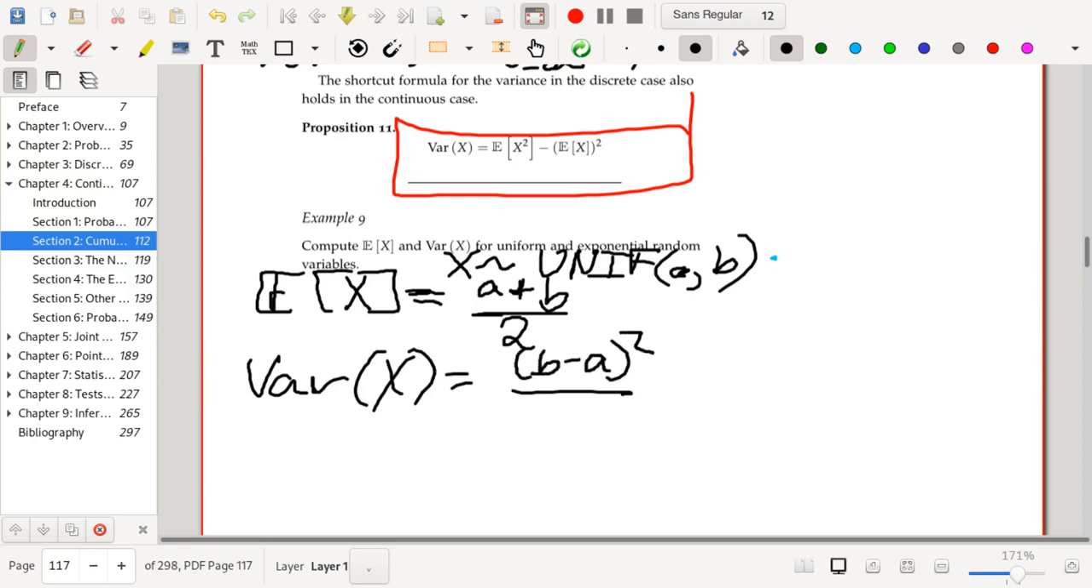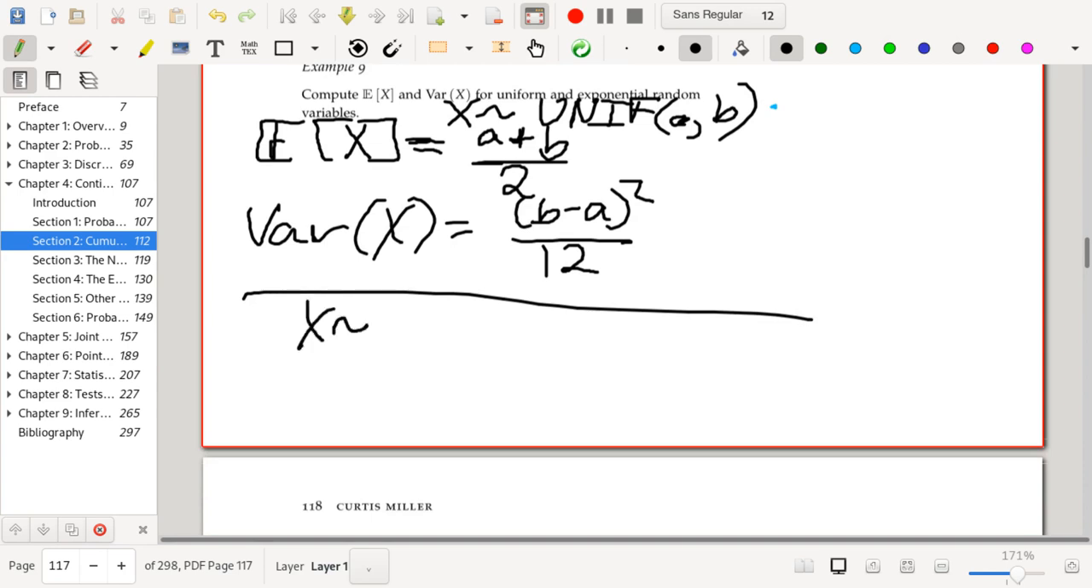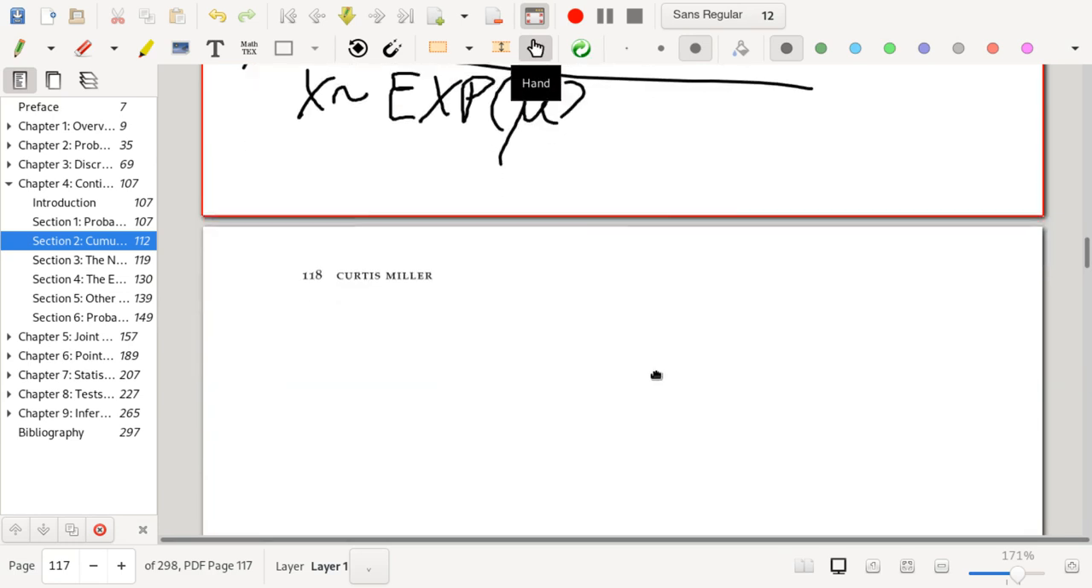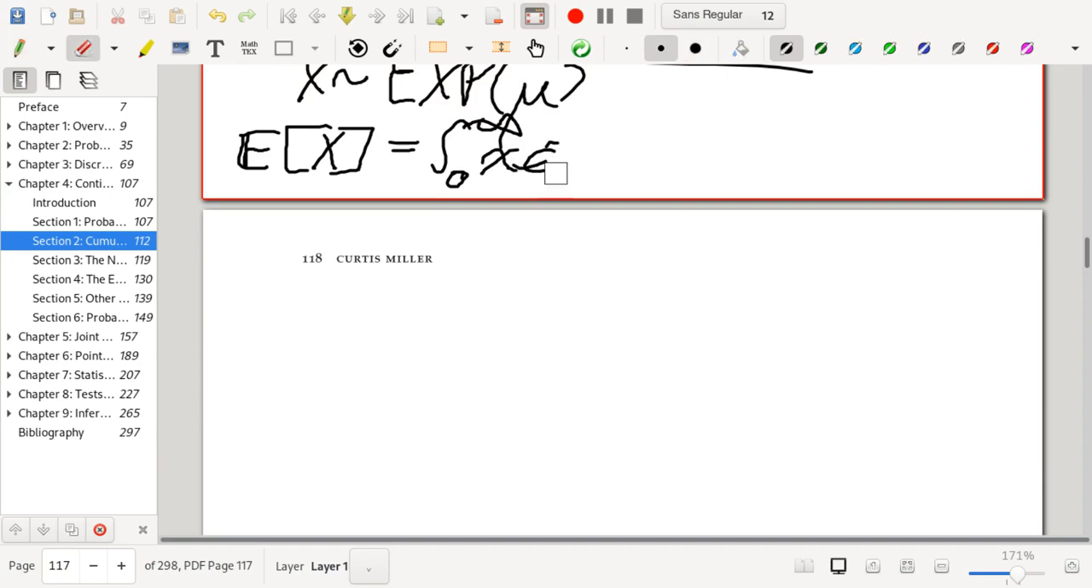Recognizing a random variable and being able to associate formulas with it is a very valuable skill. So next up, we are talking about exponential random variables with the parameter mu. You should probably guess what the expected value is going to be, because that notation is highly suggestive. So the expected value of this random variable x is going to be the integral from 0 to infinity of x over mu, e to the negative x over mu, dx.